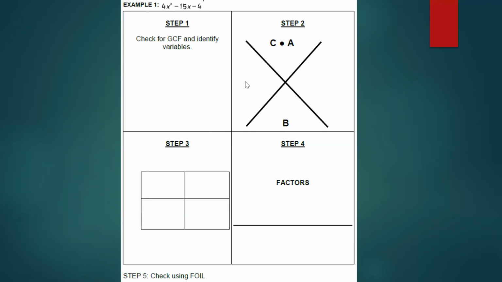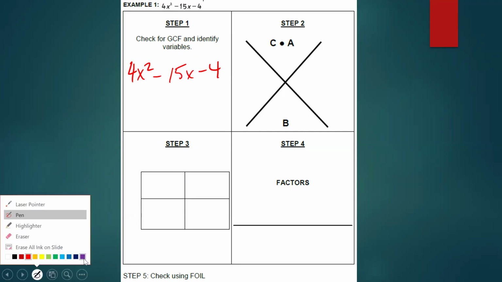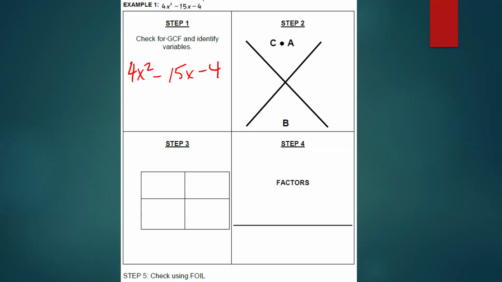So the 4 steps to solve is you're going to always check for GCF in your model. So in box 1, you're writing 4x squared minus 15x minus 4. And you're going to ask yourself, is there a GCF between these 3 terms? The answer would be no. So there's no GCF. So we're good to keep going.